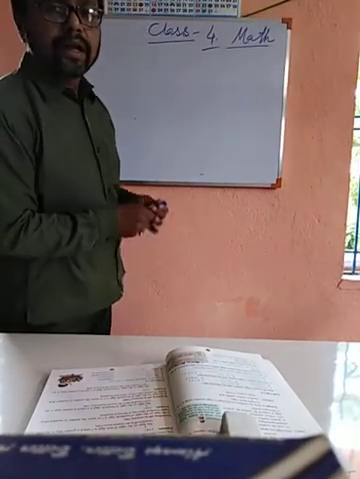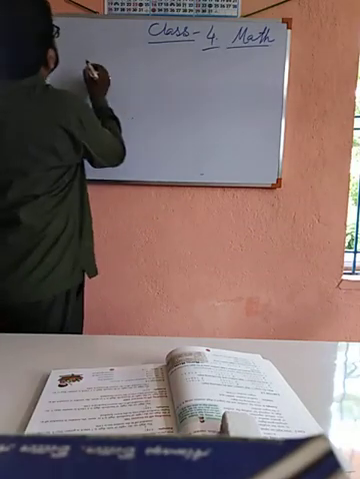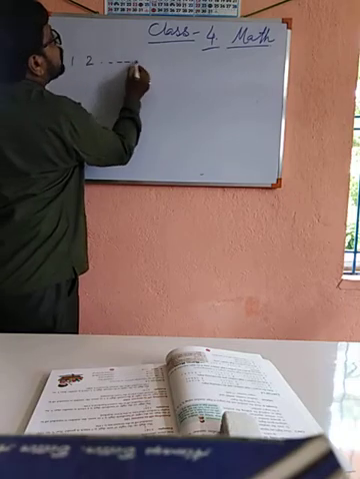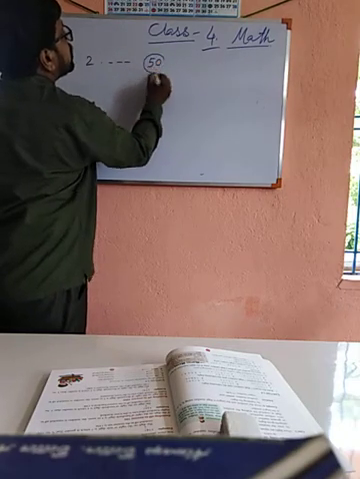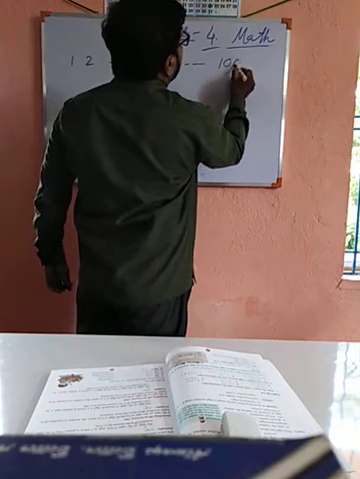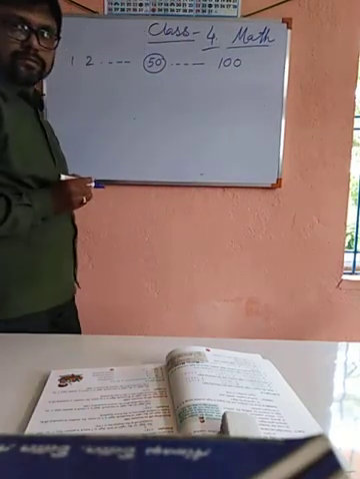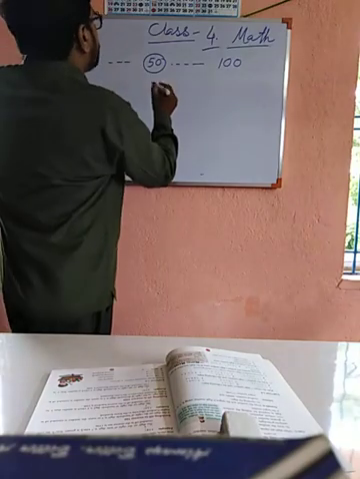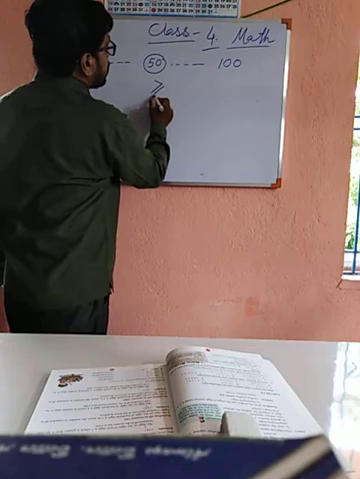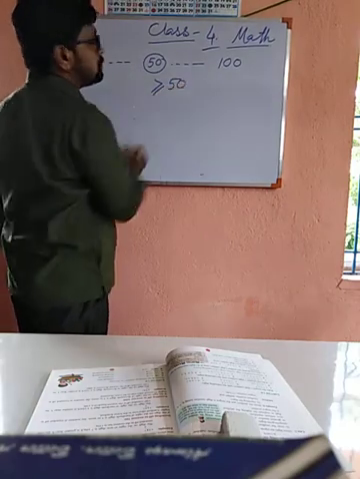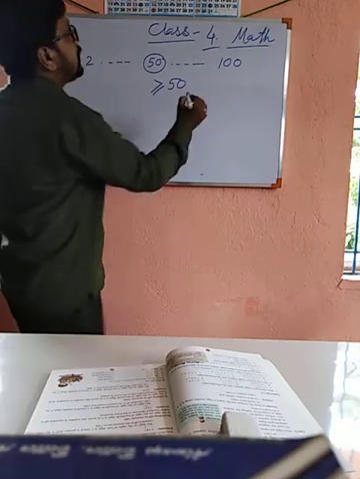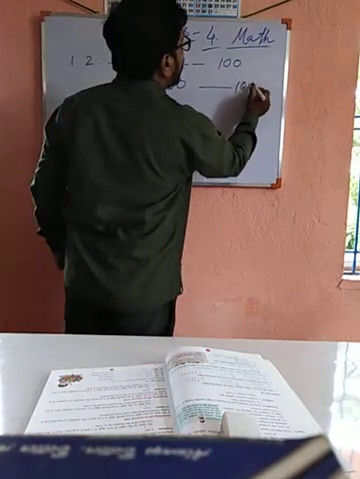Rounding off to the nearest 100. Now 1, 2 up to 50, and then 100. If it is more than 50 or 50, greater than or equal to 50, if the number is 50 or more, then the nearest 100 will be 100.